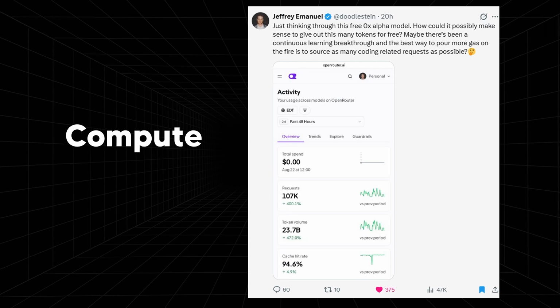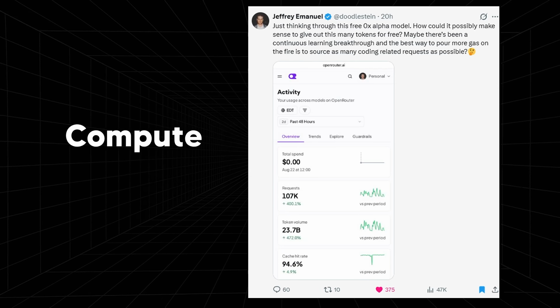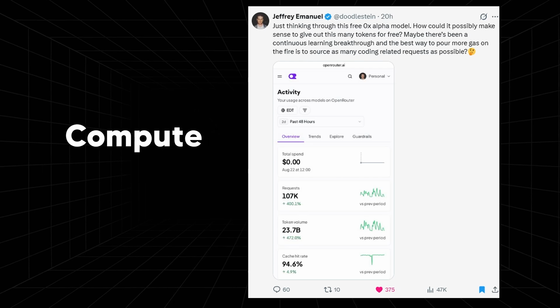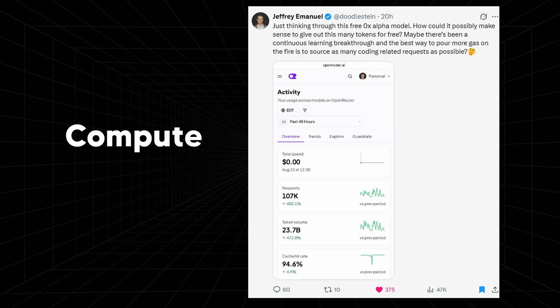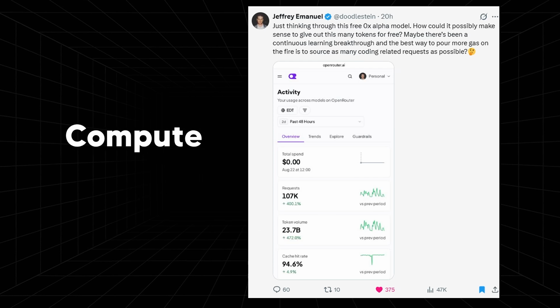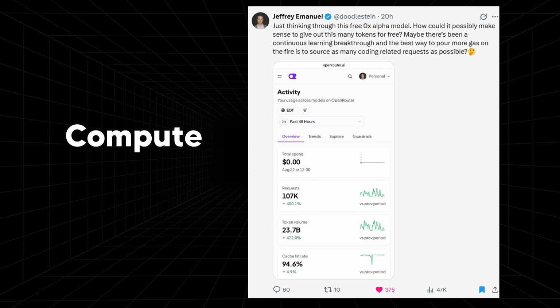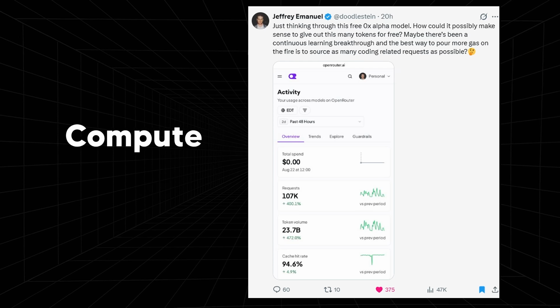You can see here, it says, just thinking this through, this free OX Alpha model, how could this possibly make sense, to give out this many tokens for free? Maybe there's been a continuous learning breakthrough, and the best way to pour more gas on the fire is to source as many coding related requests as possible. And continual learning is something we will talk about later on in the video, because there is a decent bit of discussion on that that I think is worth mentioning.